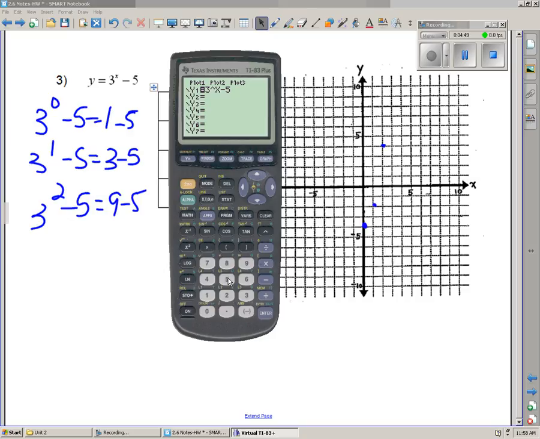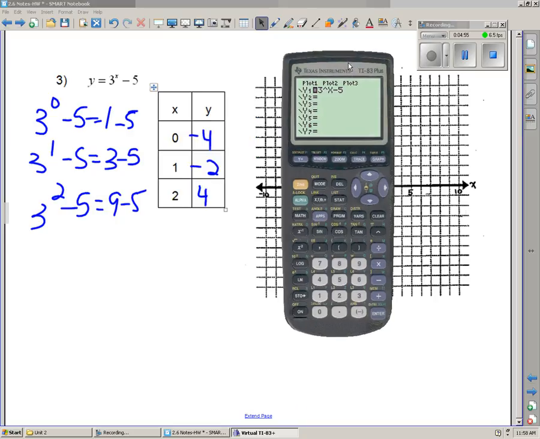When I go to what's called the table of values, I should be able to match up some of these values. So I'm going to slide this over a little bit. I'm going to go to table of values, which is above the word graph, and I'm going to go second table. And I'm going to see those first three numbers. There's my 0, -4. There's my 1, -2. There's my 2, 4. And then the numbers get really, really big.